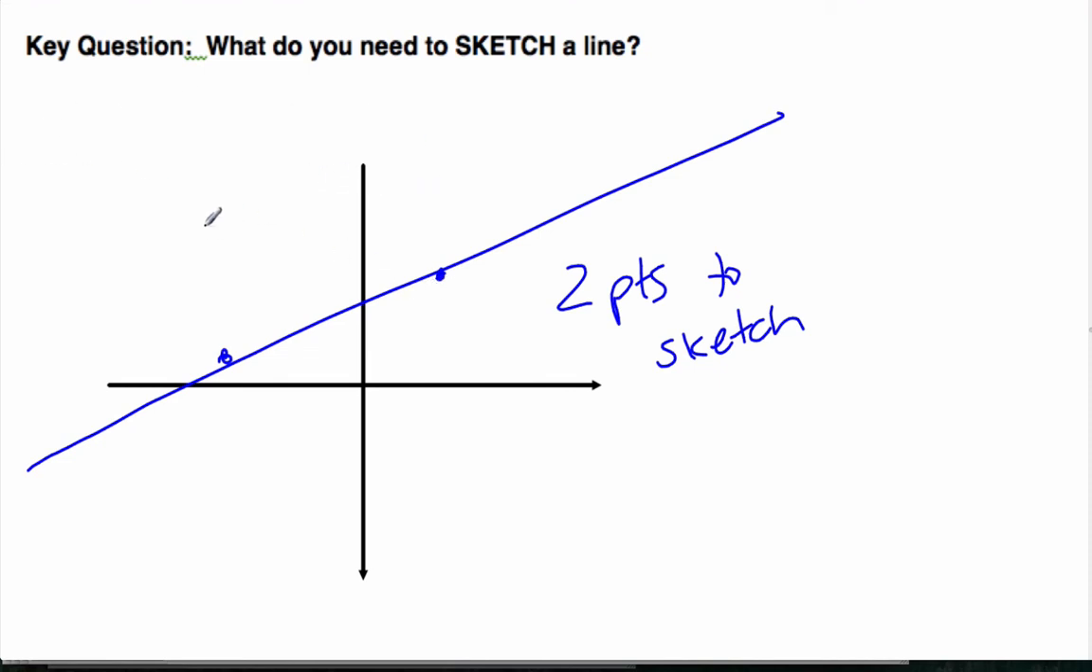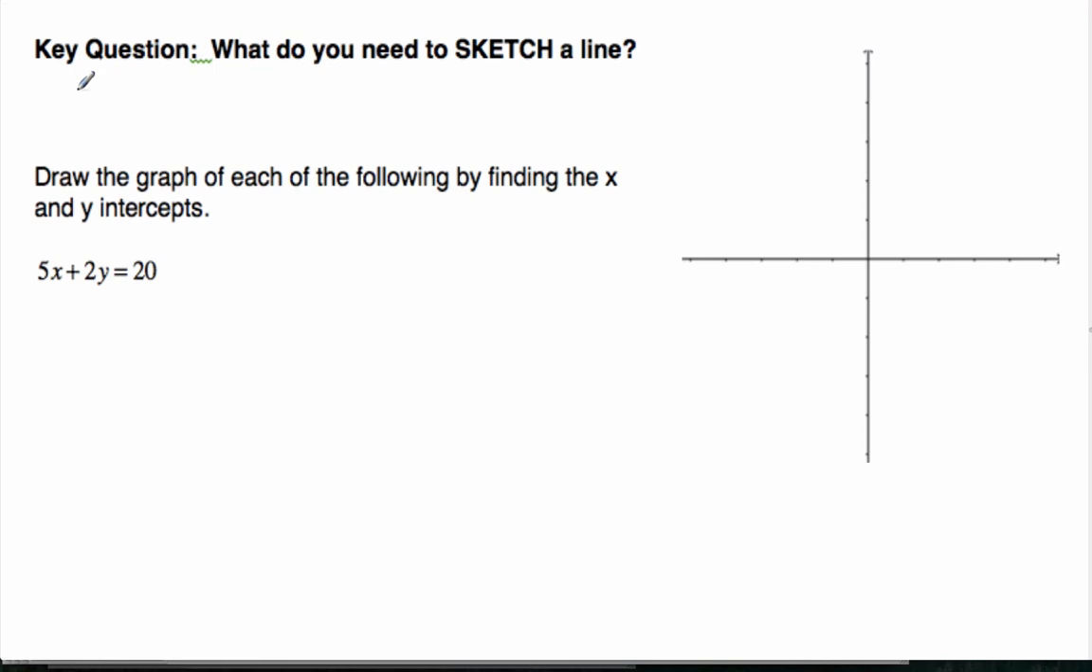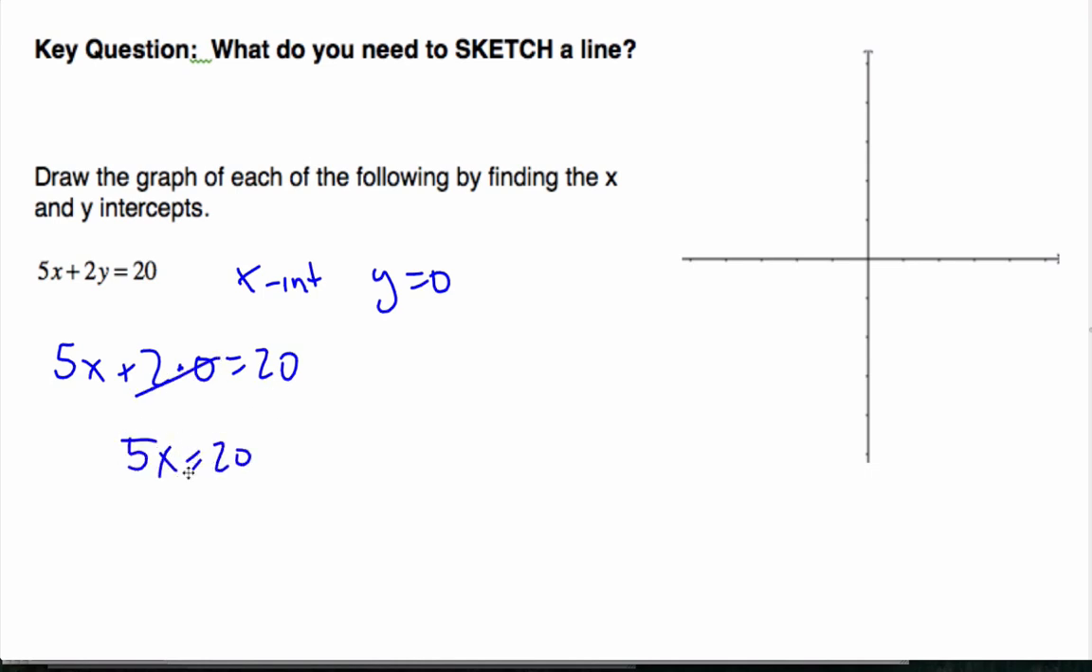All right, so there are some conceptual key ideas. Now, let's draw the graph of this line, 5x plus 2y equals 20, by finding the x and y intercepts. If I want to find the x-intercept, I make y 0. So it's 5x plus 2 times 0 is equal to 20. Well, that cancels. So it's 5x is equal to 20, and so x is equal to 4. And so the coordinate point here is (4, 0). This is the x-intercept.